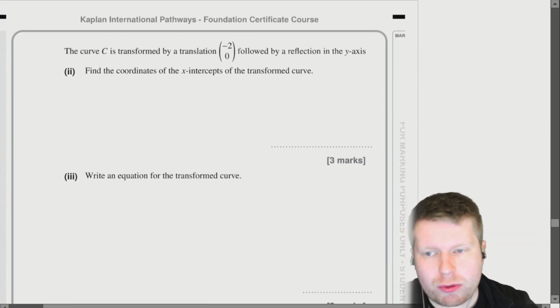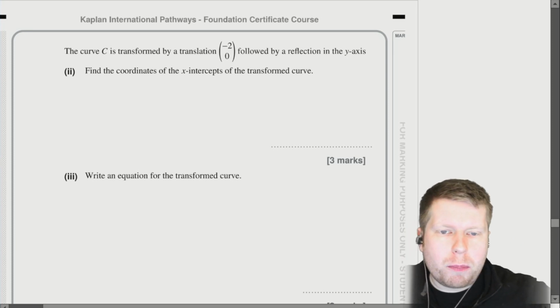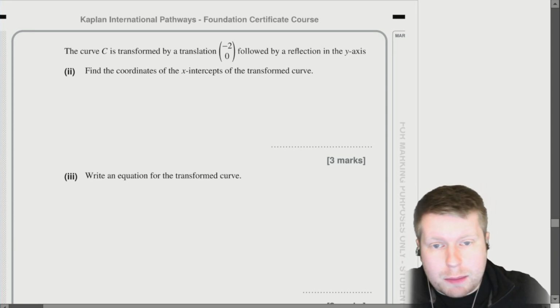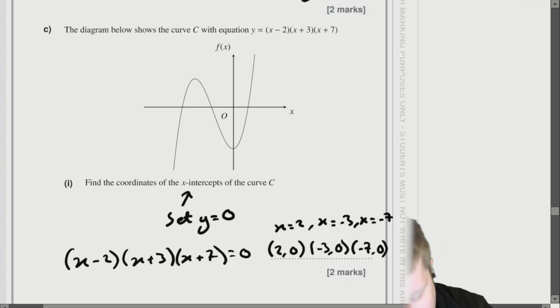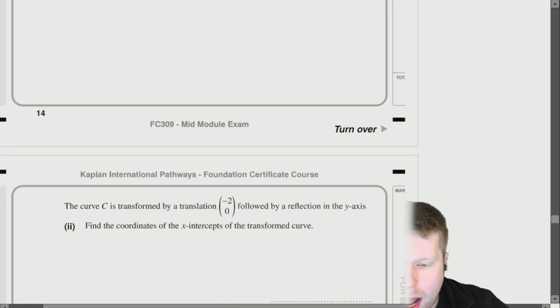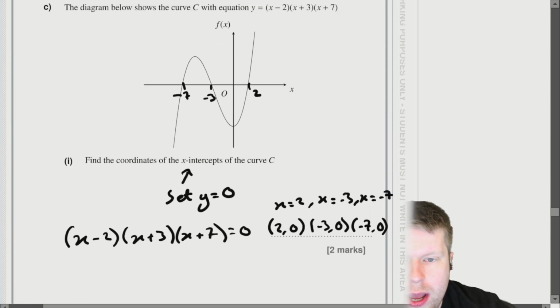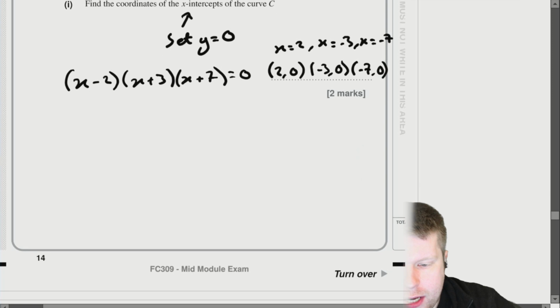All right, part 2 then, so still related to the previous part. The curve C is transformed by a translation of (negative 2, 0), followed by a reflection in the y-axis. Find the coordinates of the x-intercepts. If a sketch helps you, that's fine, but in this case you can use the sketch up here. You've just found this point here is 2, this point here is negative 3, and this point here is negative 7. Let's just follow the transformations through. It's translated first by (negative 2, 0), which means 2 to the left. So quite simply, all of these will jump 2 to the left. This 2 will go to 0, this negative 3 will go to negative 5, and this negative 7 will go to negative 9.